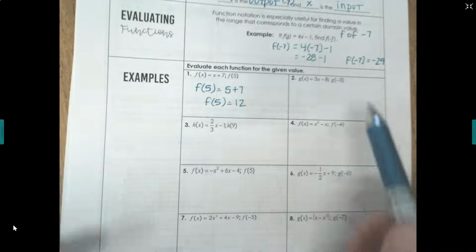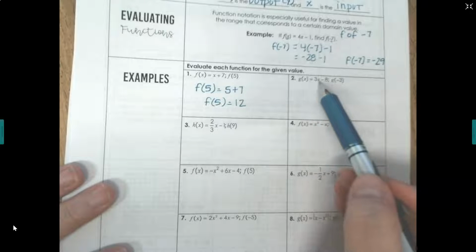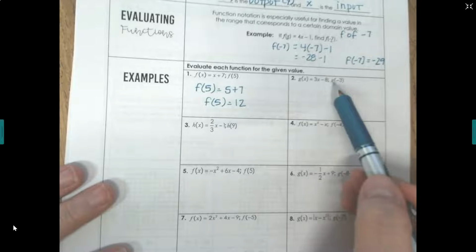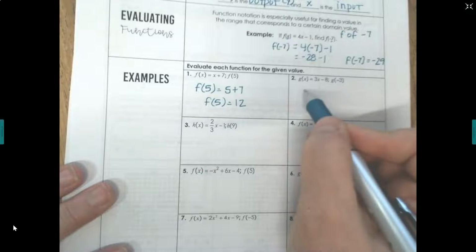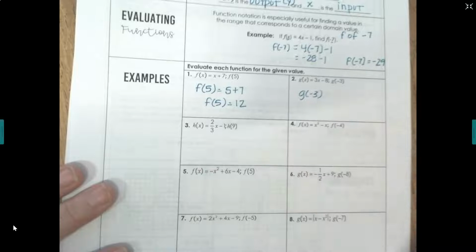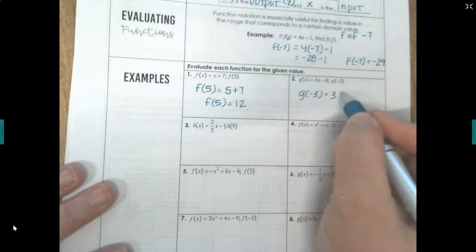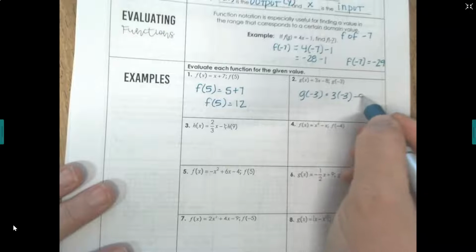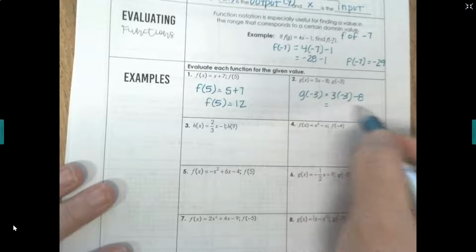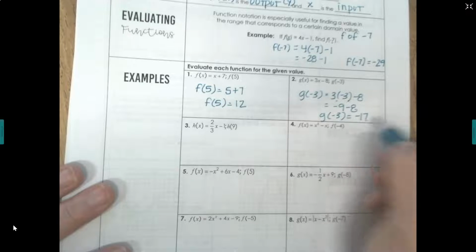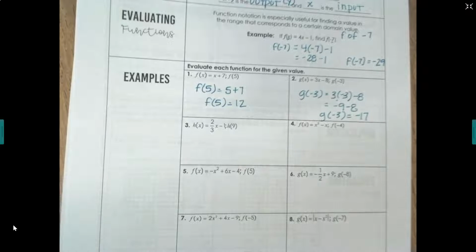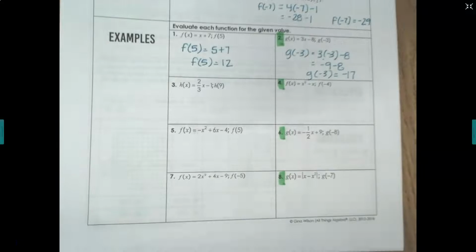Now, they can get a little more complicated. Here we have g of x is 3x minus 8. But we want to find what g of negative 3 is. The letter doesn't matter, it's just like a different name. So we want g of negative 3. The negative 3 is in the x spot, so wherever the x is, we're going to plug in a negative 3. So then we have negative 9 minus 8. So g of negative 3 equals negative 17. All right, let's try it again.